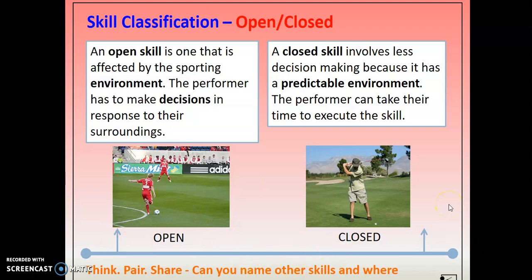Now what you need to do is think about those skills that you've previously been talking about, and after you've done the analysis of that skill, can you say whether that skill is open or closed? And it's no good just writing in a piece of coursework, oh, I think a pass in football is an open skill. I need you to tell me why. I need you to tell me all the factors. And if that means that there is some repetition in what you are writing, then that is fine.